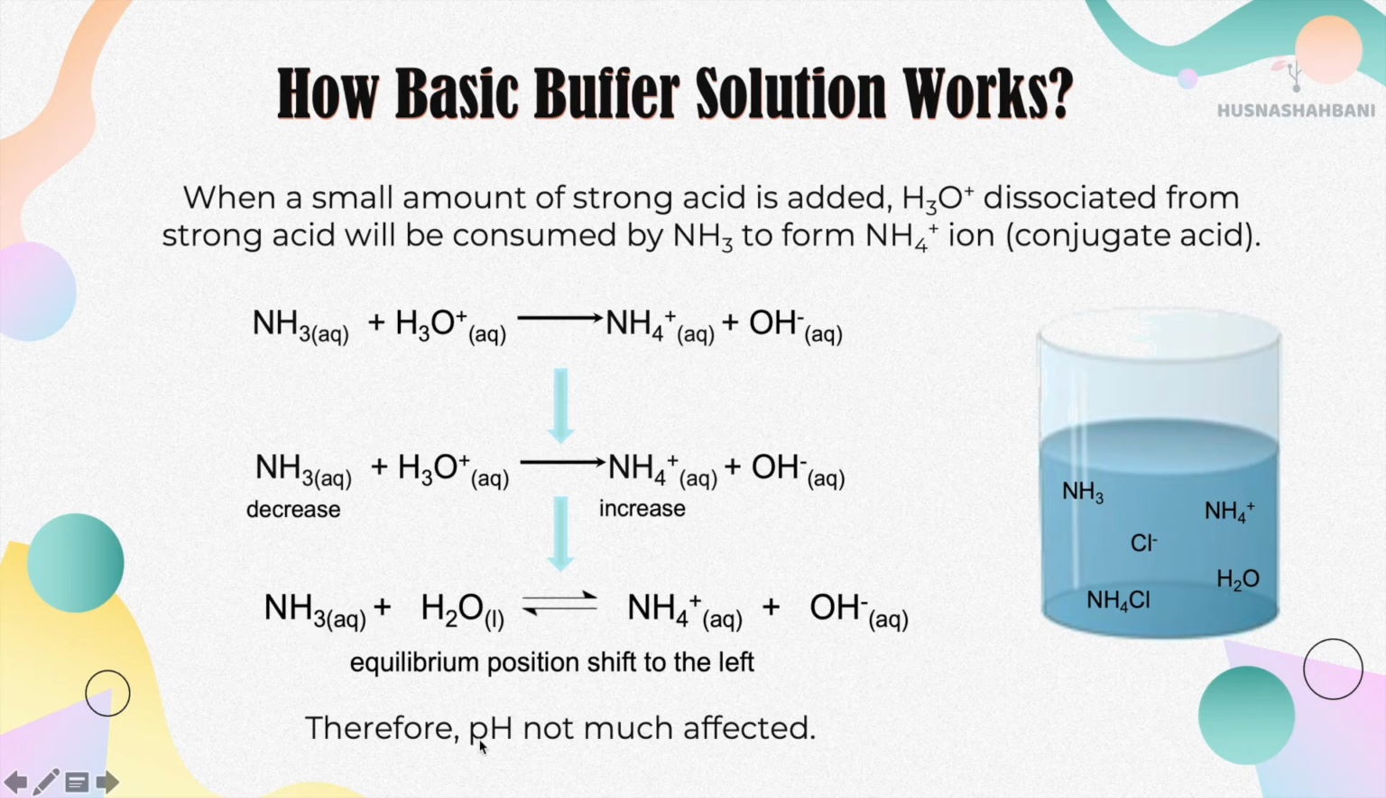So that's why pH is not much affected, because the increase in NH4 plus concentration will be converted again into NH3 to become normal again. Because this NH3 decreases and this is increased, the equilibrium position shifts to the left. pH is not much affected when strong acid is added.